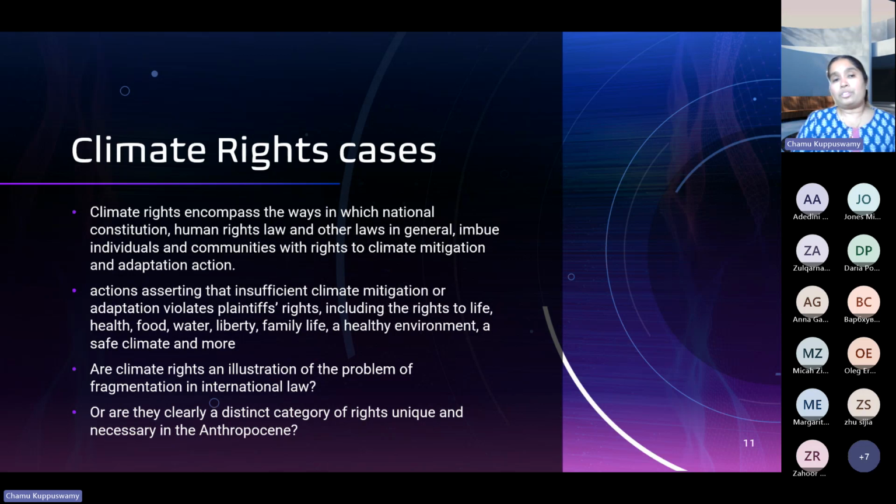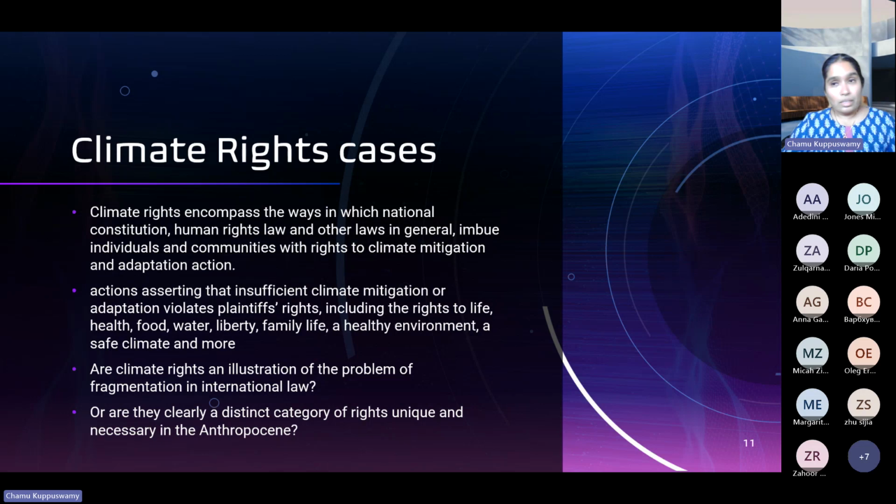So climate rights are essentially actions that assert that insufficient climate mitigation or adaptation violates these claimants' rights. And some of the climate rights are around the right to life, the right to health, food, water, liberty, family life, healthy environment, a safe climate, and more. So climate rights cases have all been based around these different rights that already exist.